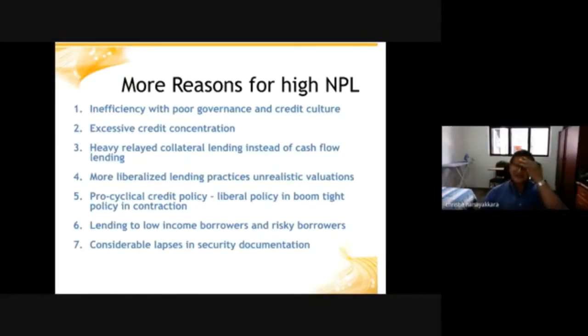Pro-cyclical credit policy. Sometimes banks adopt this. When there's sufficient liquidity in the bank, there's enough money, the customers have placed a lot of confidence and placed a lot of deposits, you need to park this money somewhere. You can't put all the money in treasury bills and bonds. During that time, your policies sometimes can get changed.